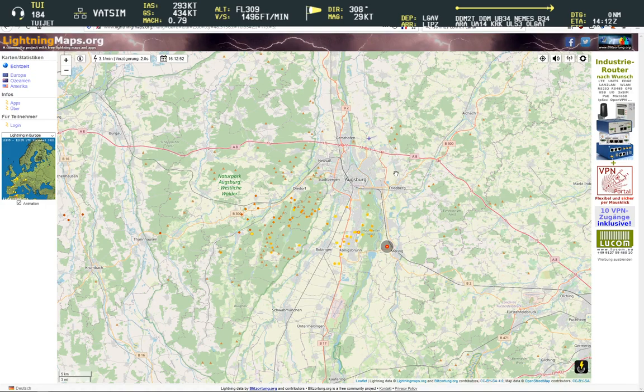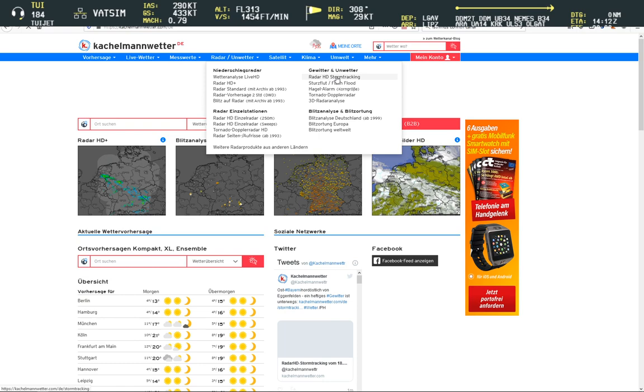Bye-bye. Wo bist du? Rappenblitz hier, was? Wo bist du? In Augsburg drin, in der Stadt, oder? Hier gehen wir zum Wetter. Zum Kachelmann-Wetter, hier. Sonex 28, Roman Kilo. Radar HD.